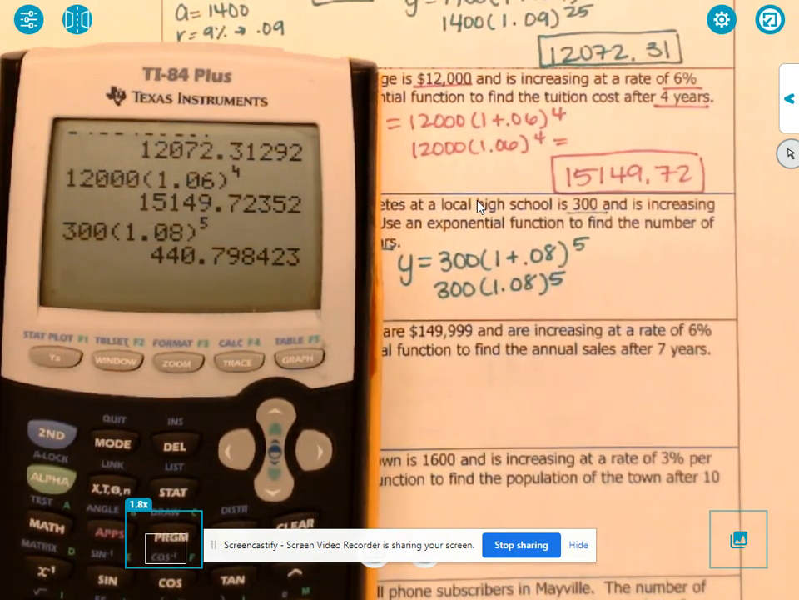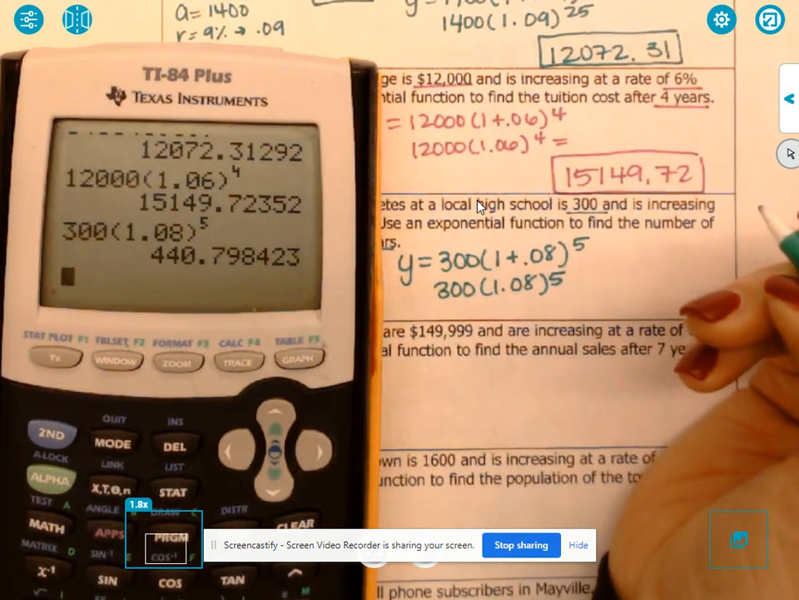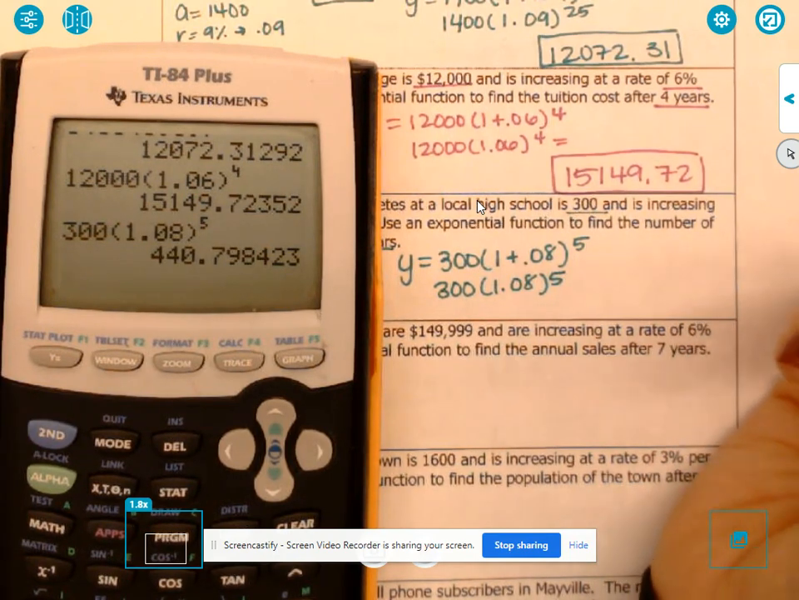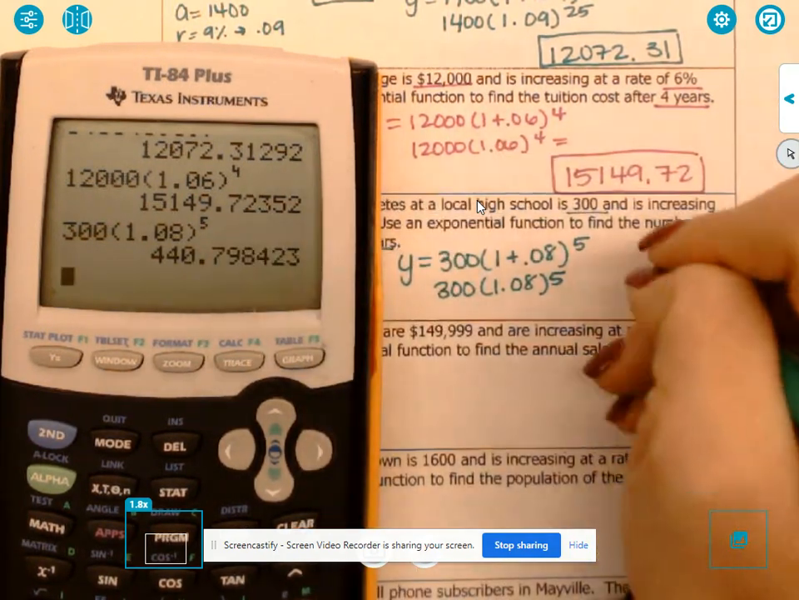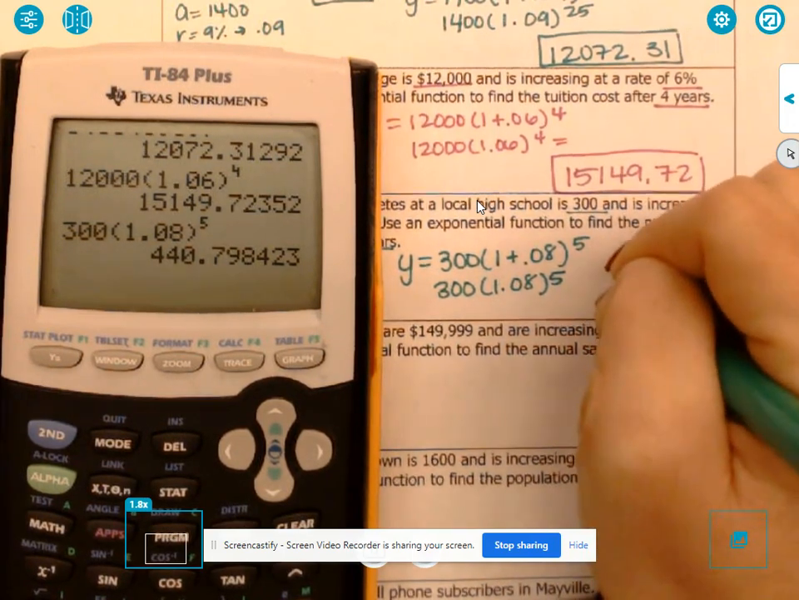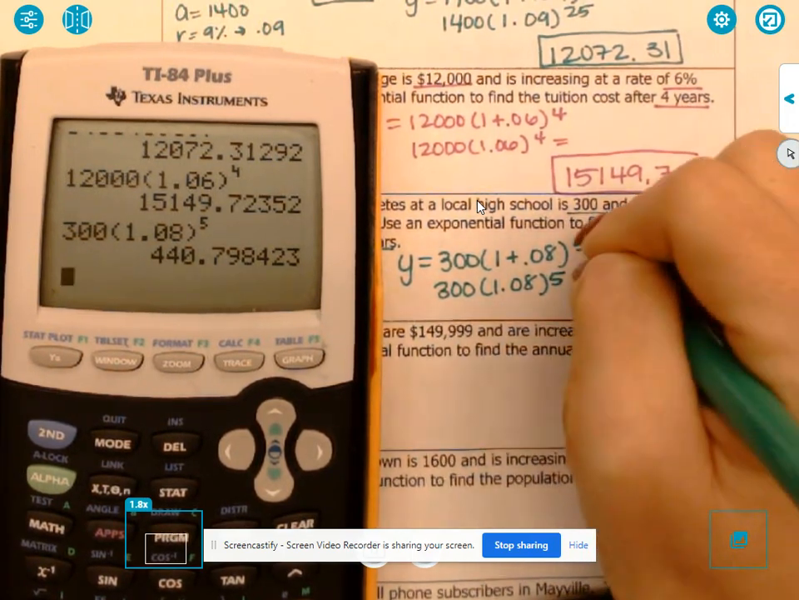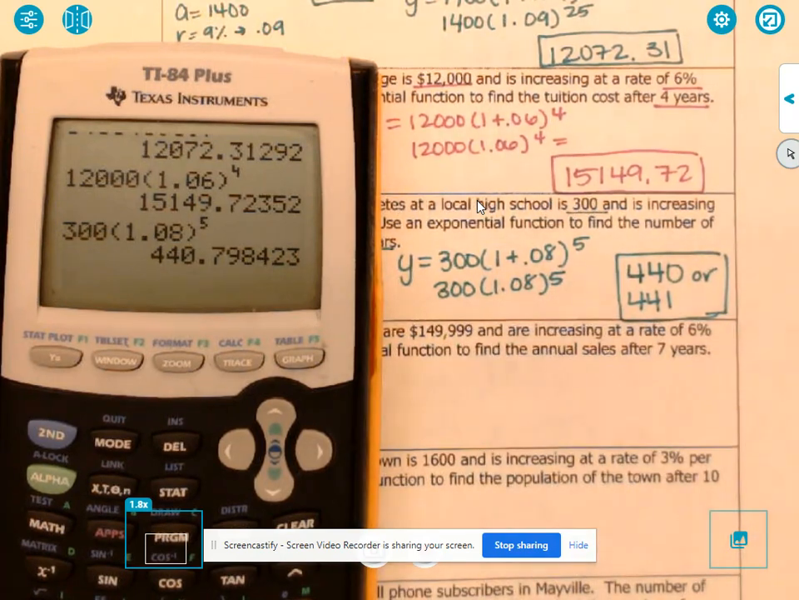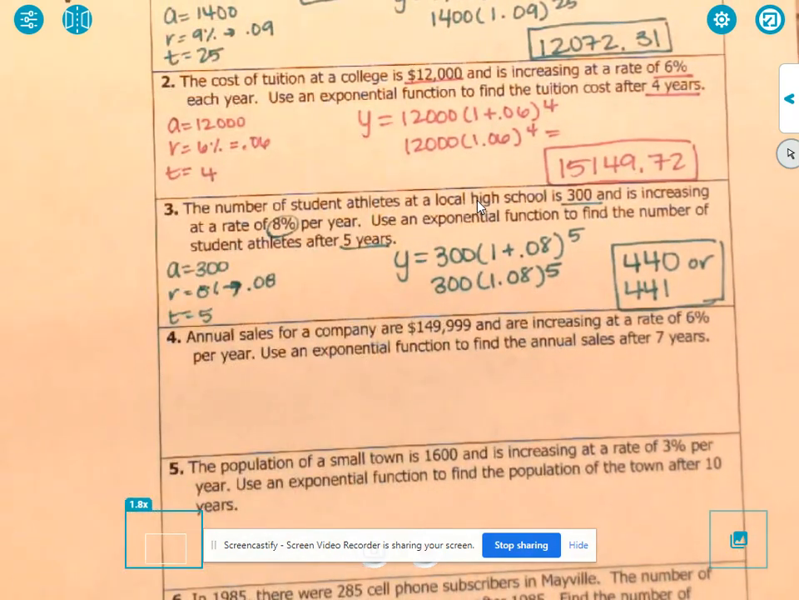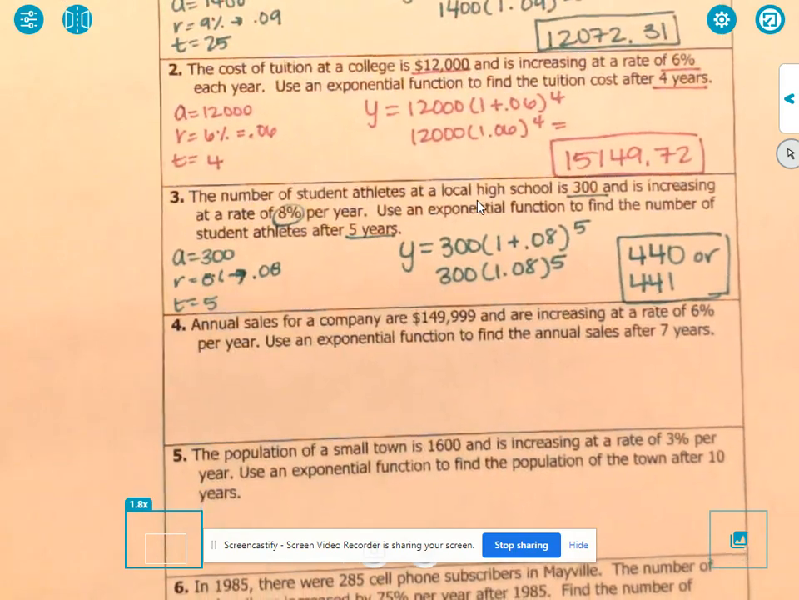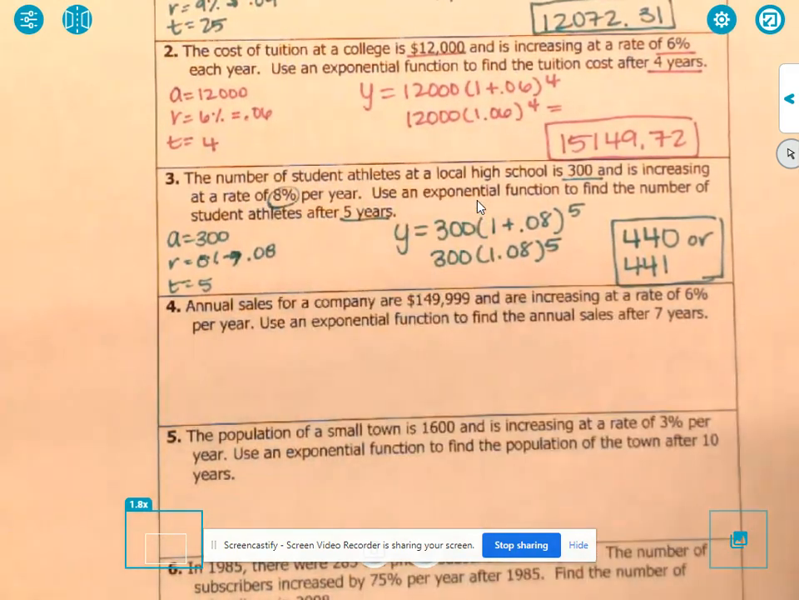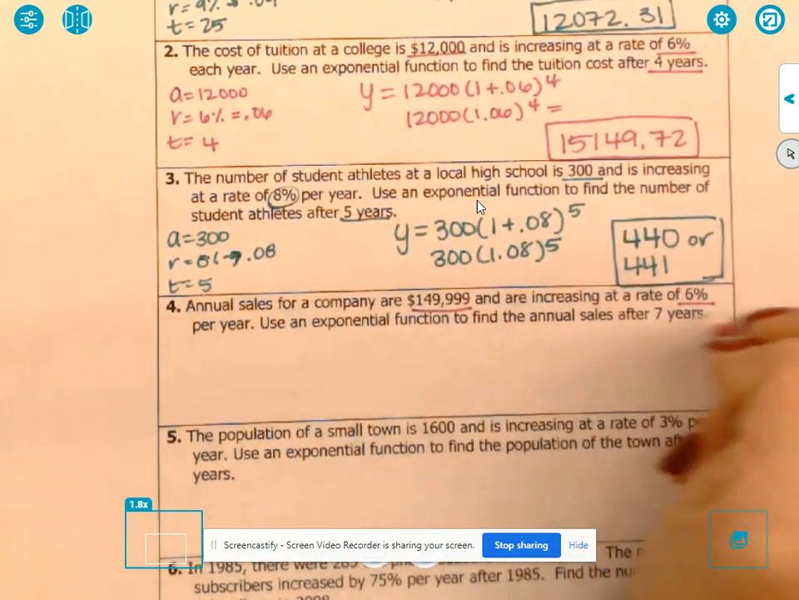So this one right here is 440.798. Okay, we're talking about people. Remember we talked about anything that is living, animals, people, bacteria, things of that nature. We're going to round to the nearest whole number. If you rounded this to the nearest whole number, it would be 441. But technically speaking, you're talking about people here, so we don't count any part of that decimal, so it would be 440. However, if you put 441, I would take either of those answers, and we talked about that in class. So if you have any questions about that, just see me and I'll explain it further, okay?